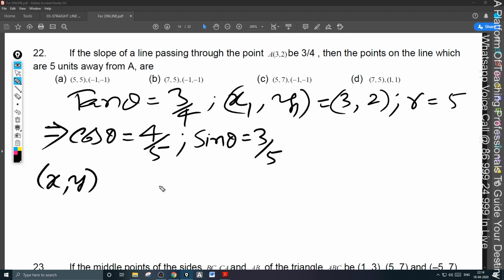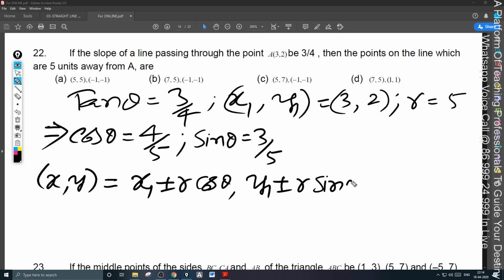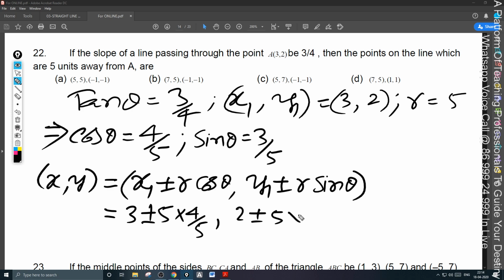Anyone, are you trying it? Important model? Are you trying it, please? x1 plus or minus r cos theta, comma y1 plus or minus r sin theta. I am writing that directly. x1 is 3 plus or minus r is 5, cos theta is 4 by 5. y1 is 2 plus or minus r is 5, sin theta is 3 by 5.